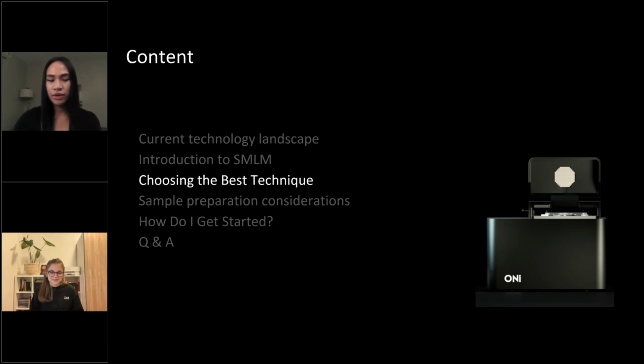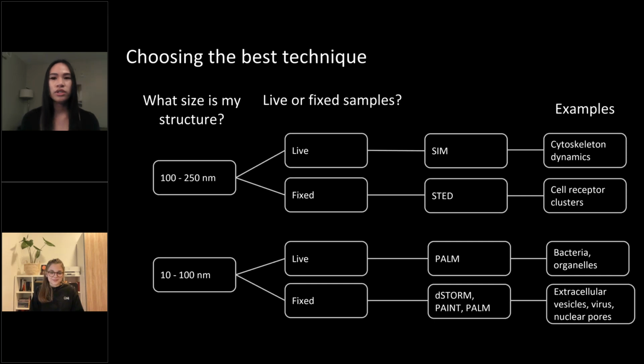Yep, thank you, Laura. Now that you know a few of the single molecule localization methods, we'll go into how you can choose the best technique. We have a roadmap to help guide you through choosing the best technique. One of the questions you want to ask yourself is, what is the size of my structure? If it sits right below the diffraction limit of light, you have a couple of super resolution techniques to choose from. The next question you want to ask is, is my sample live or is it fixed?